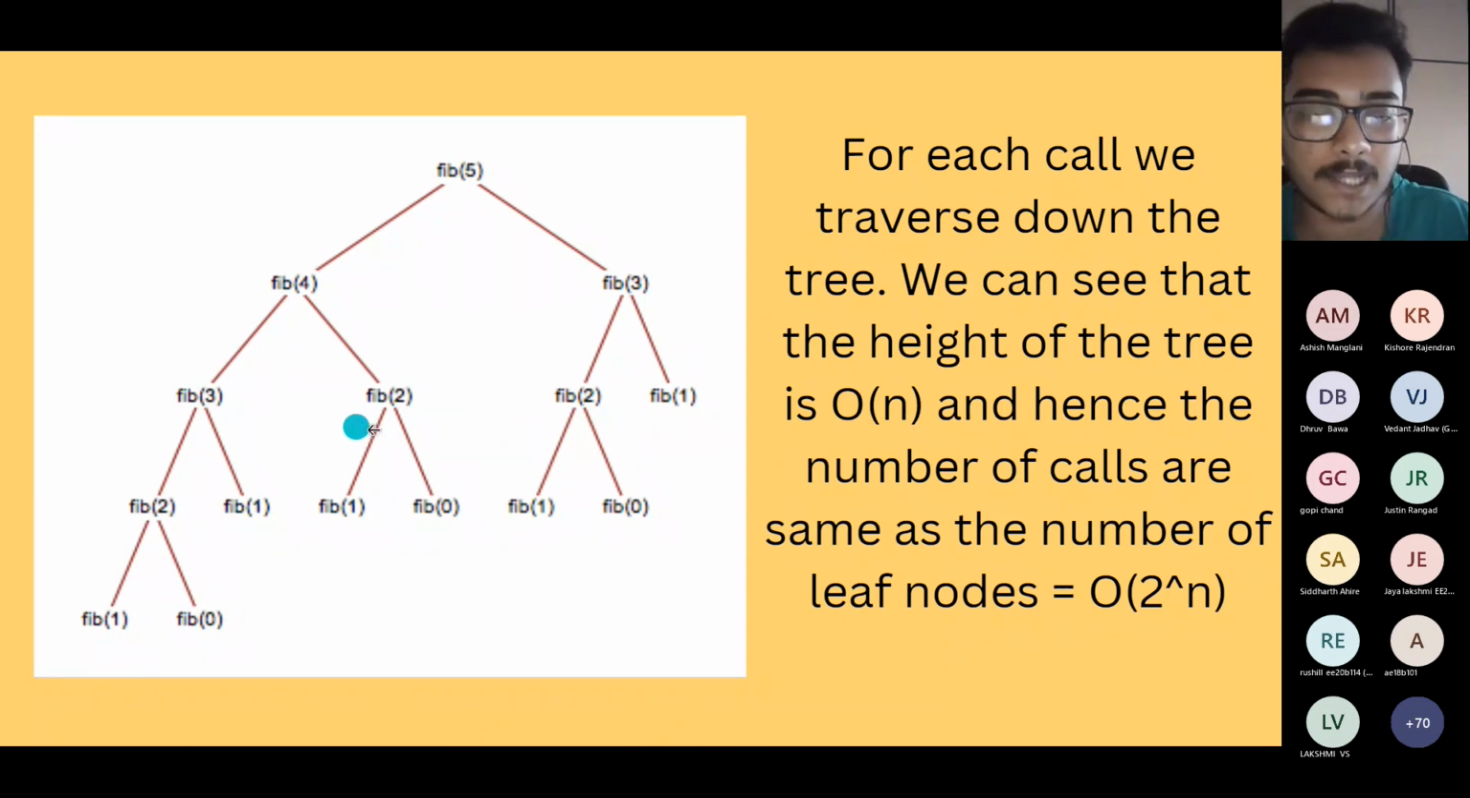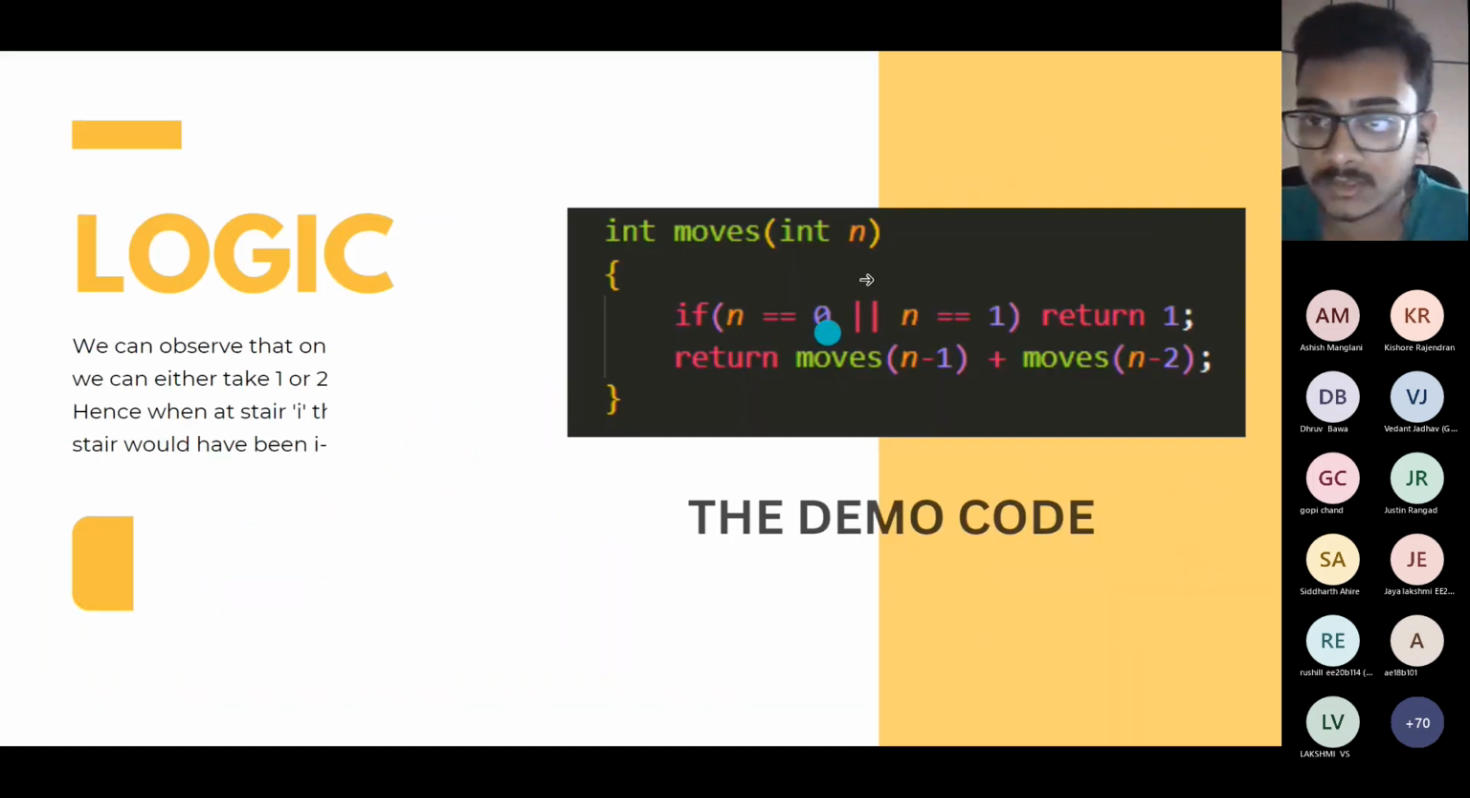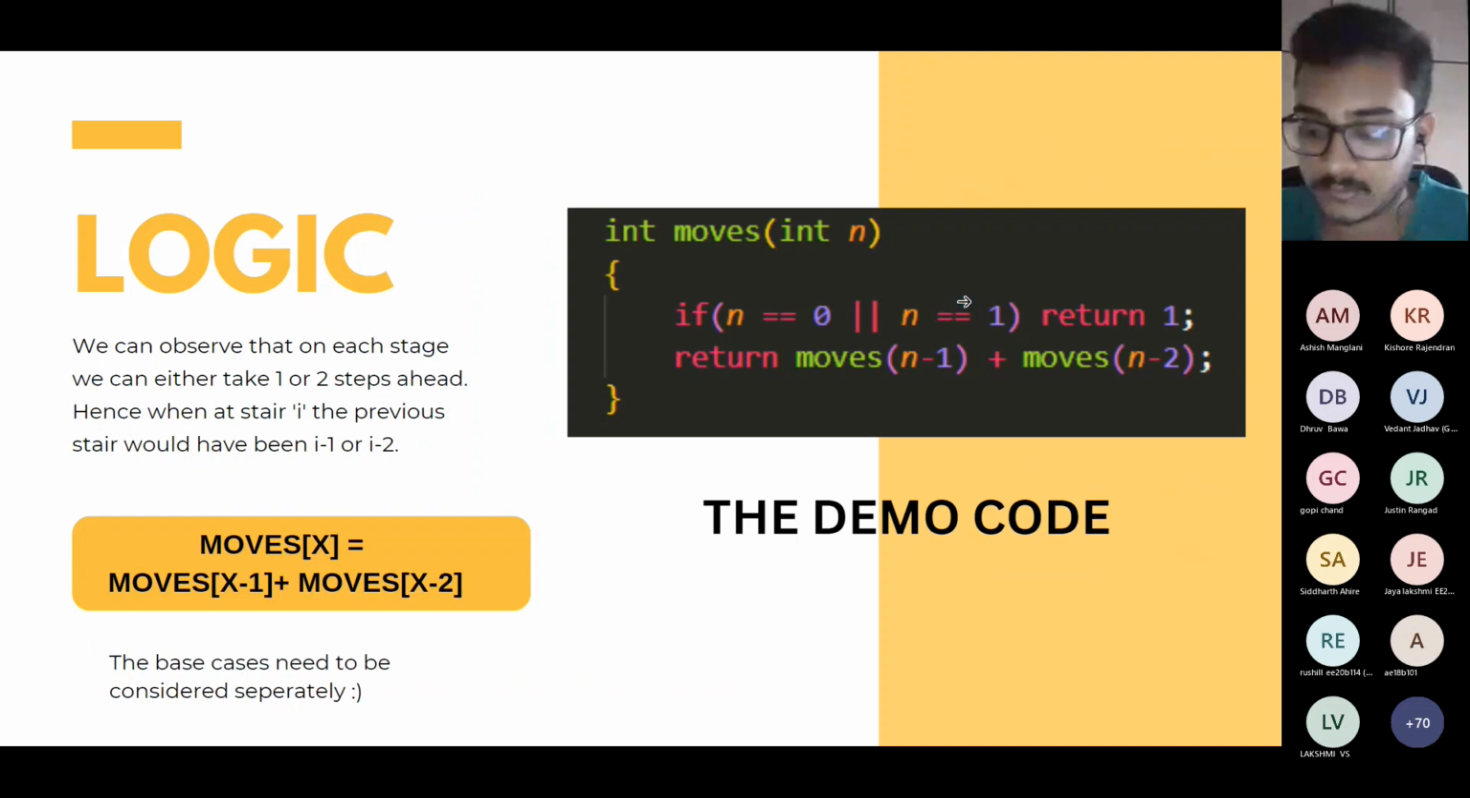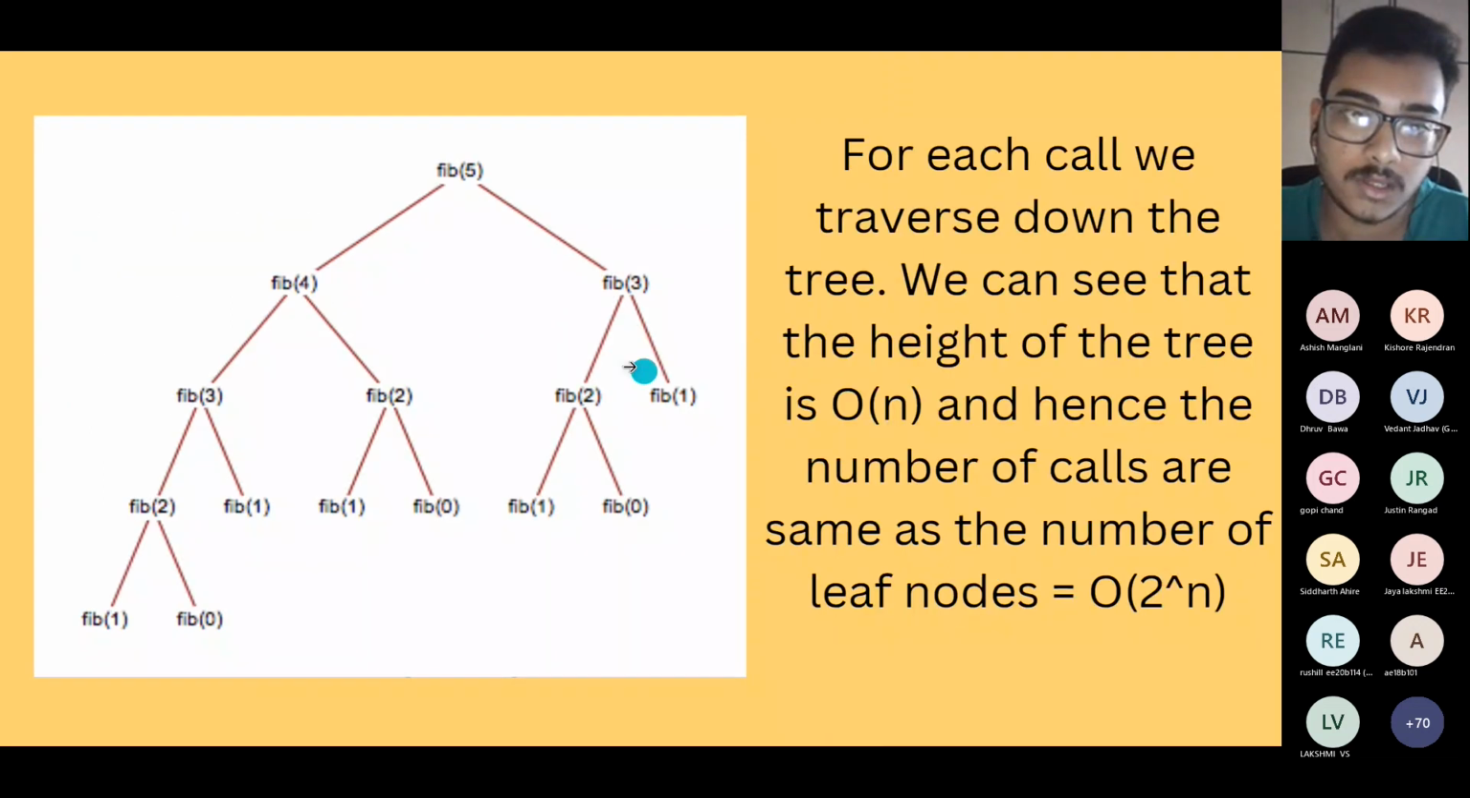But we have already calculated fib of 2 here by adding fib of 1 and fib of 0. But according to this code, it doesn't know this fact that we already calculated fib of 2. This fib of 2 will be again completely calculated from scratch by breaking down into fib of 1 and fib of 0, adding them up and again calculating fib of 2, and then again adding these two up to get fib of 3. So this is an inefficiency of this code.